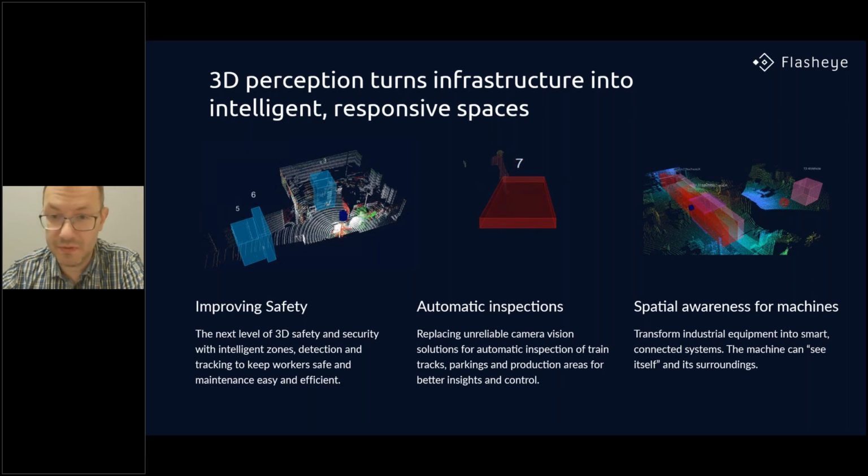For example, turning an already existing machine into a self-aware or spatially aware machine to prevent collisions not only in two dimensions, but basically with three-dimensional information. It doesn't matter if the object or the obstacle is down on the ground or somewhere high up. Thanks to this three-dimensional perception, it will be detected and avoided, or the machine will be stopped in time.